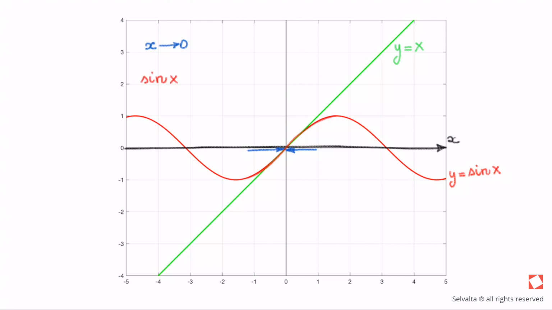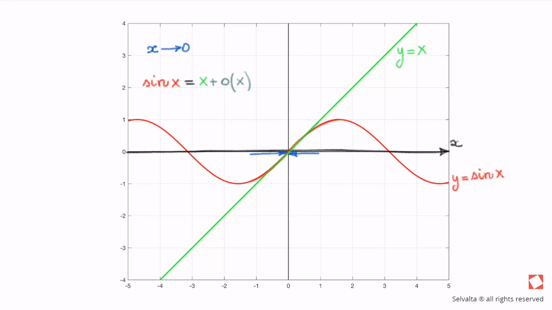The function sine of x, when the variable goes to 0, is equal to the function x plus an error, plus a negligible part. But negligible is a relative comparison. Negligible with respect to what? With respect to the function that I have just written, that is, with respect to the function x.